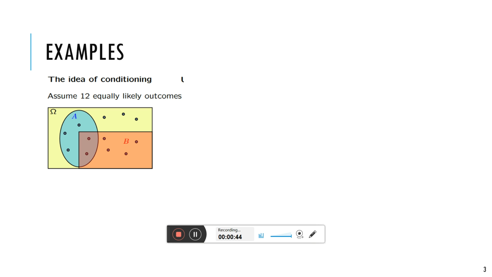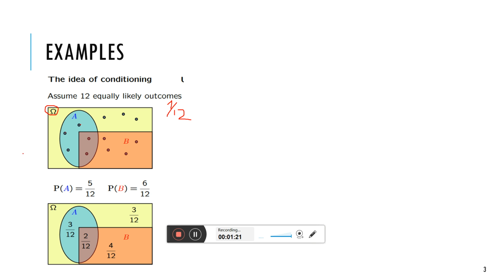Here's the idea of conditioning. Assume that we have the universe, omega, is our universe, with two sets A and B. It has some intersection. And in our universe we have 12 equally likely outcomes. So the probability for each outcome is 1/12.